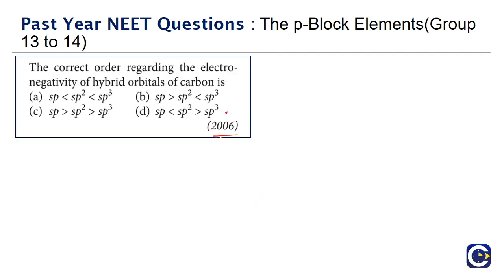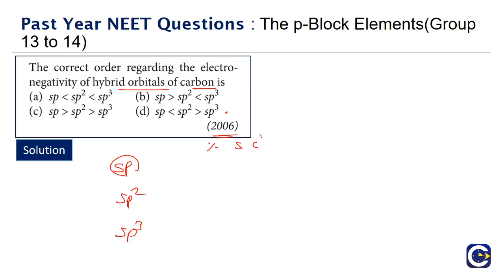Next we have a question that has come in the year 2006. The correct order regarding the electronegativity of the hybrid orbitals of carbon. If you look at the hybrid orbitals sp, sp2, sp3, the electronegativity will be determined by the percentage s character. The s orbital is close to the nucleus, so when the s percentage is more, that hybrid orbital will be more electronegative. In sp, the s percentage will be 50%.